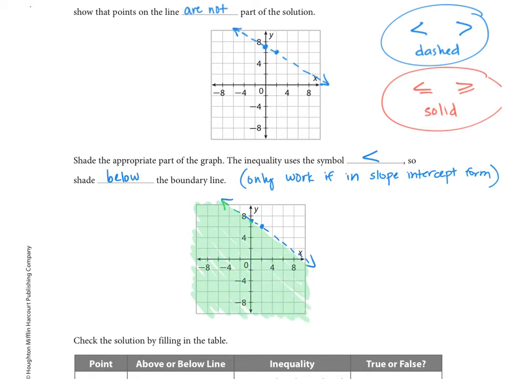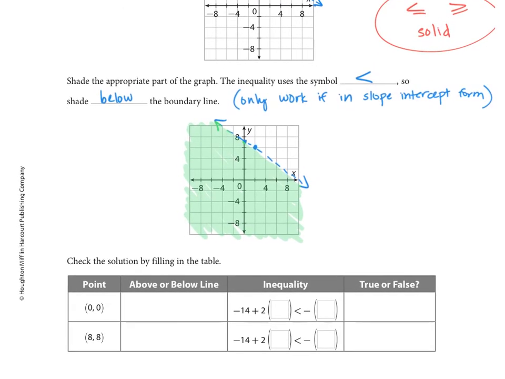And what I mean by a solution is that I can take any point that's below this line and plug it in, and it should be true. So the way we can check our solution is, let's pick some points. Take a look at this table. The easiest point to test is the point 0, 0. Look at where 0, 0 is in the graph. It's right here.